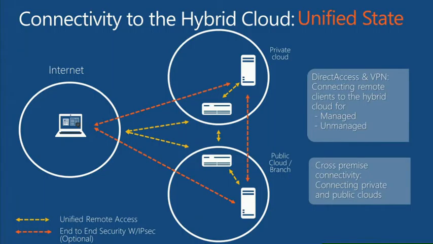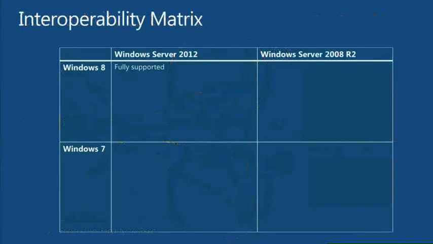And just to reiterate a couple of points, DirectAccess would be used for the managed Windows clients. VPN would be for non-managed and non-Windows clients. And cross-premise is the site-to-site VPN, which I was talking about, which would essentially connect the private and public clouds.